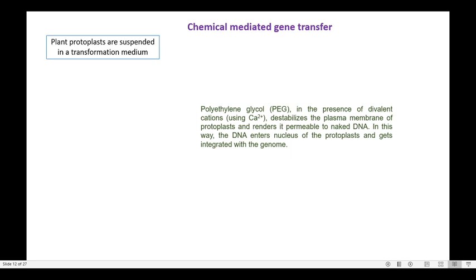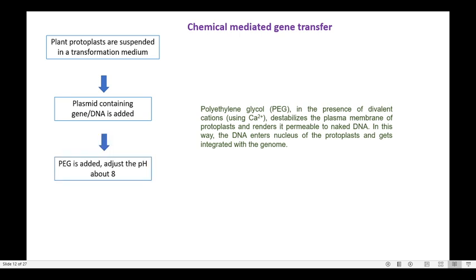the genome. The basic protocol is: plant protoplasts are suspended in a transformation medium. Then the plasmid DNA containing the gene of interest is added. Then PEG is added to adjust the pH to about 8. Then a heat shock is given at 45 degrees Celsius for 5 minutes and the cells are transferred to ice. Then the cells are revived in the plant culture medium to get the transgenic plants.